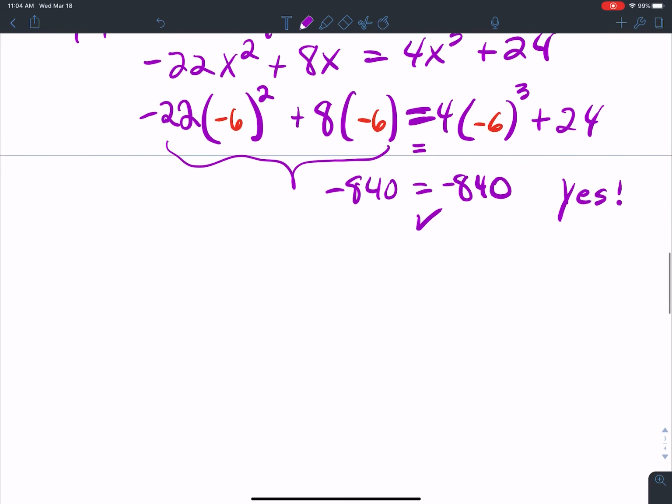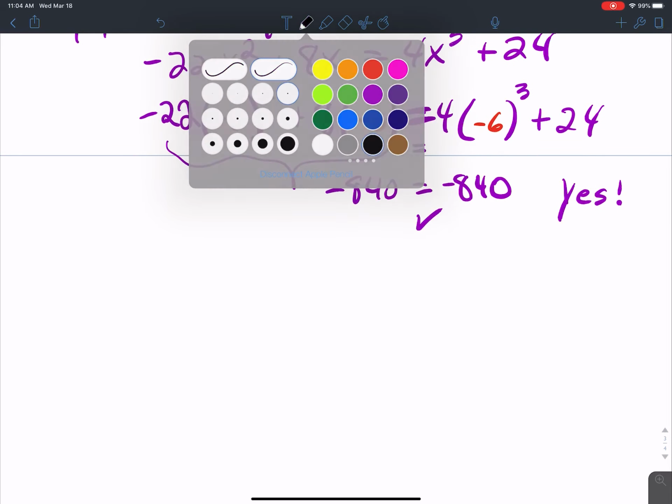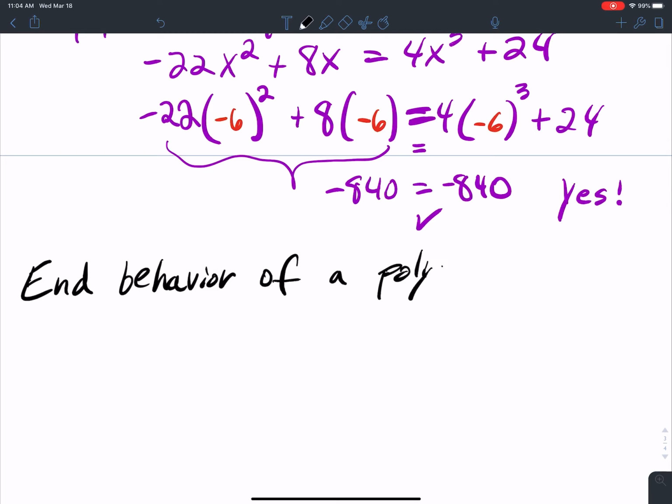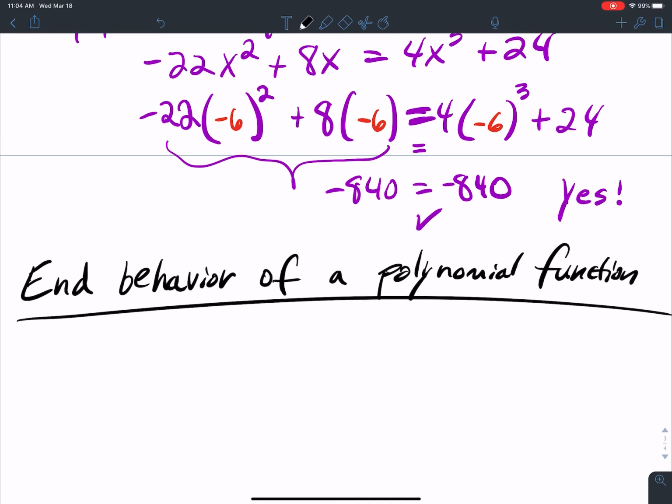All right, let's talk about end behavior. I know we've done this a couple of times in my class, but it keeps popping up over and over. End behavior of a polynomial function.